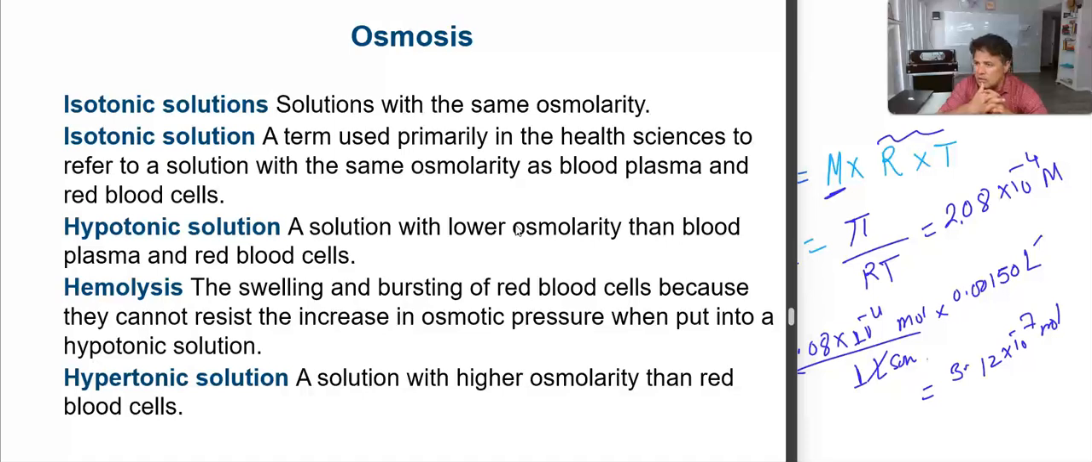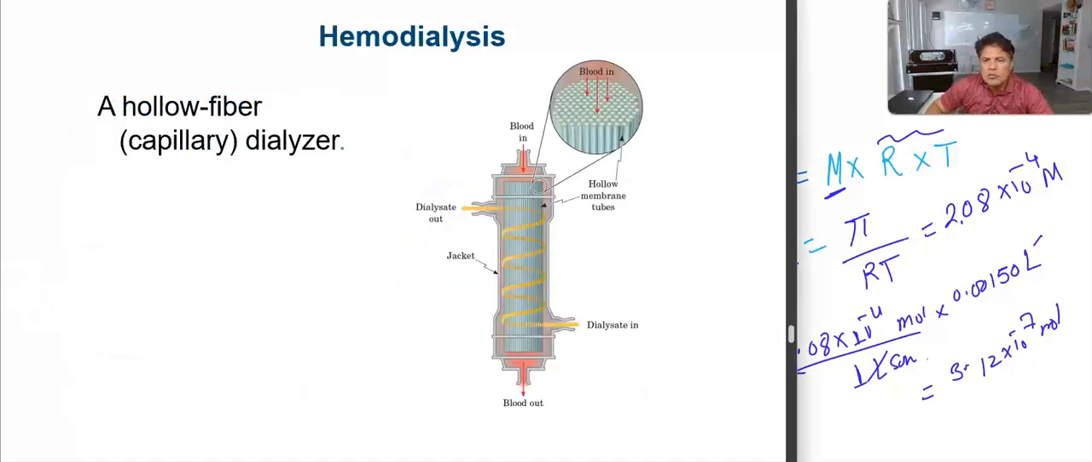You will require these terminologies. Basically, they are useful if you are going into the medical field, right? And hemolysis is the swelling and bursting of the red blood cell because it cannot resist the increase in the osmotic pressure. That is said to be hemolysis. So hypotonic is less, hypertonic is more. Hyper always means more, hypo always means less. Okay. So that's about the osmosis.